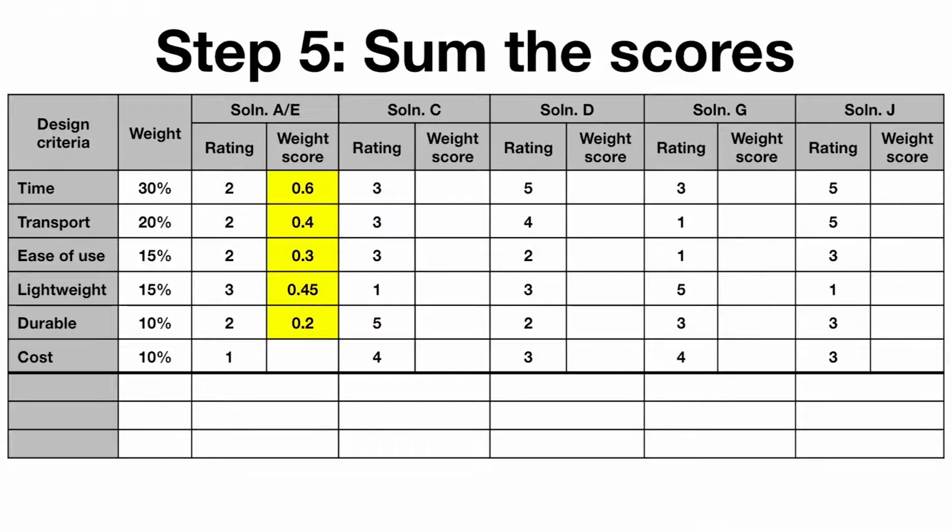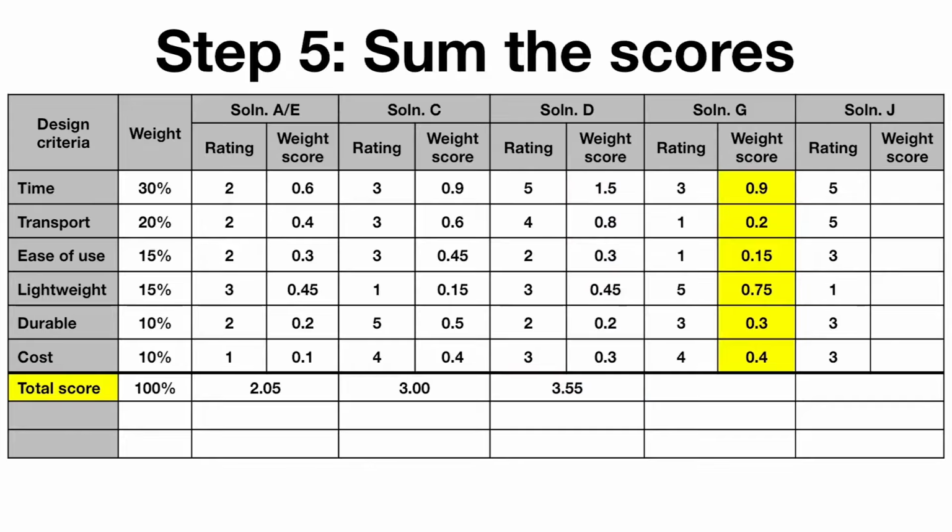We'll move through this for all solutions and see the following sums. Solution AE 2.05, solution G 3.0, solution D 3.55, solution G 2.7, and solution J 3.7. From these values, we can rank them from the highest to the lowest, with solution J ranking number 1 and solution AE ranking number 5.